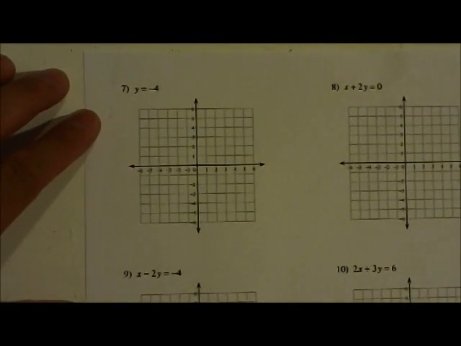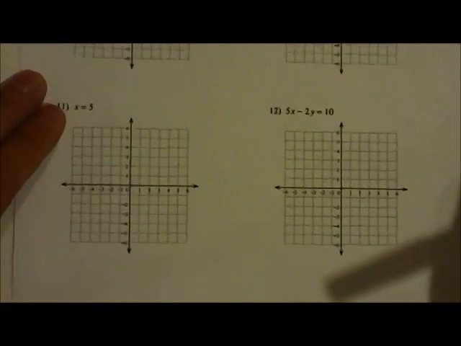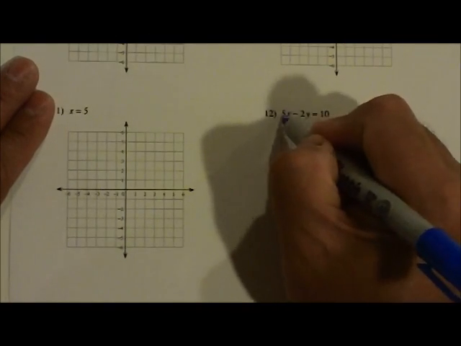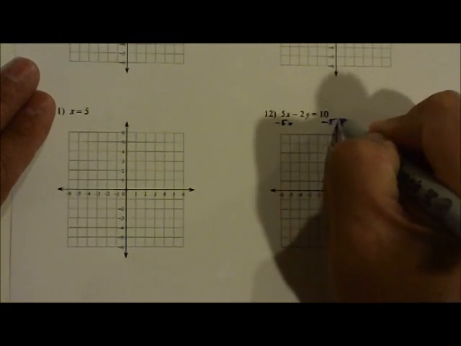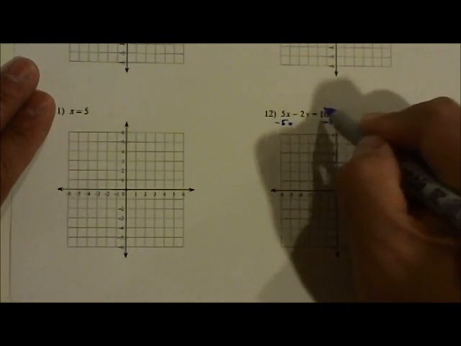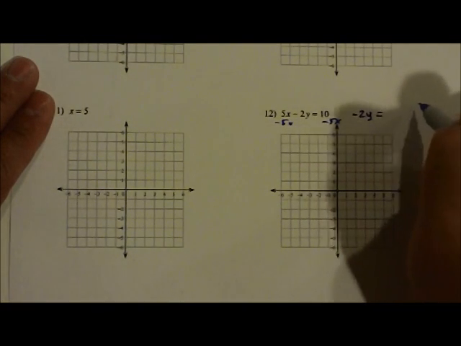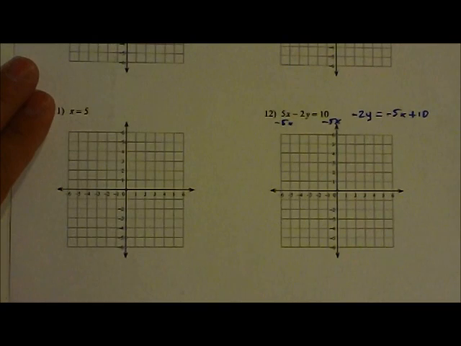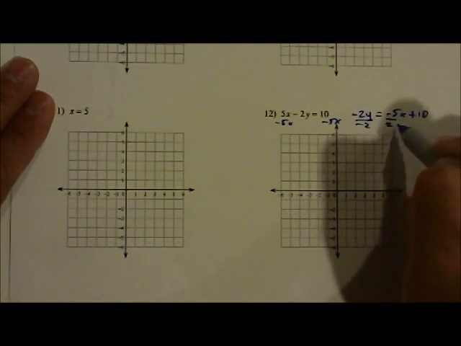Before we move on, let's go and do this one. Alright, so here, same deal. I want to get rid of the 5x. We're going to subtract 5x on this side. When I rewrite, I need to keep that negative, so it's going to be negative 2y is equal to negative 5x, and then since it's a positive 10, plus 10. Divide by negative 2 to all the numbers.